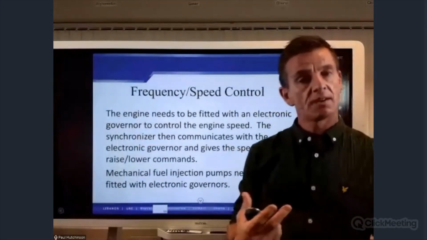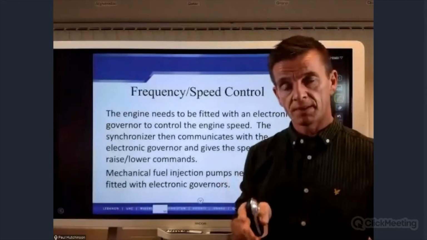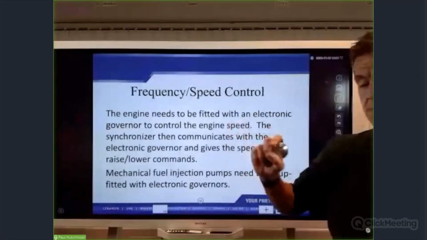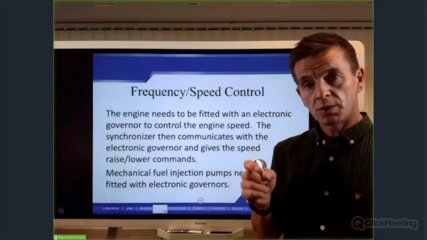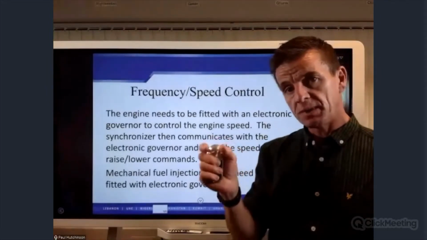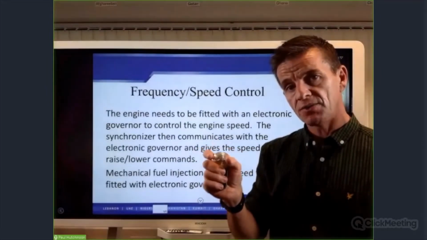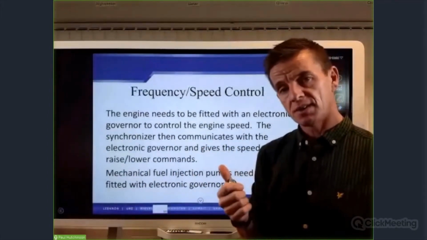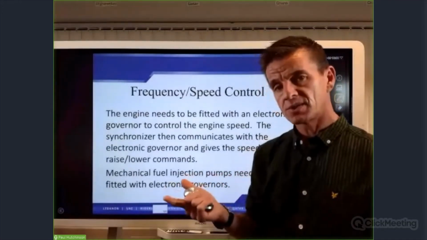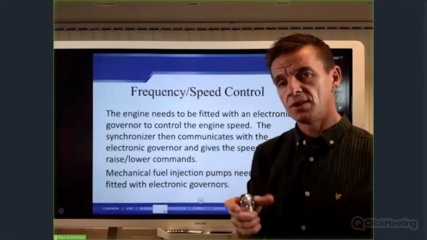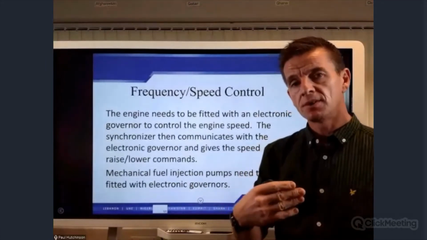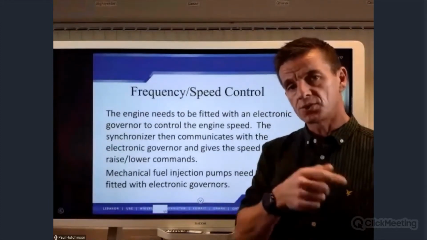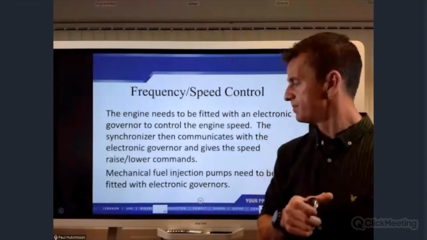So, frequency or speed control, because remember, speed and frequency are linked together. As we said, it's controlled by the synchronizer, and depending on the speed reference put into the synchronizer, it then looks for that speed coming from the engine and the frequency of the AC alternator. So it's always adjusting to ensure speed remains constant with the source that it is synchronizing to.